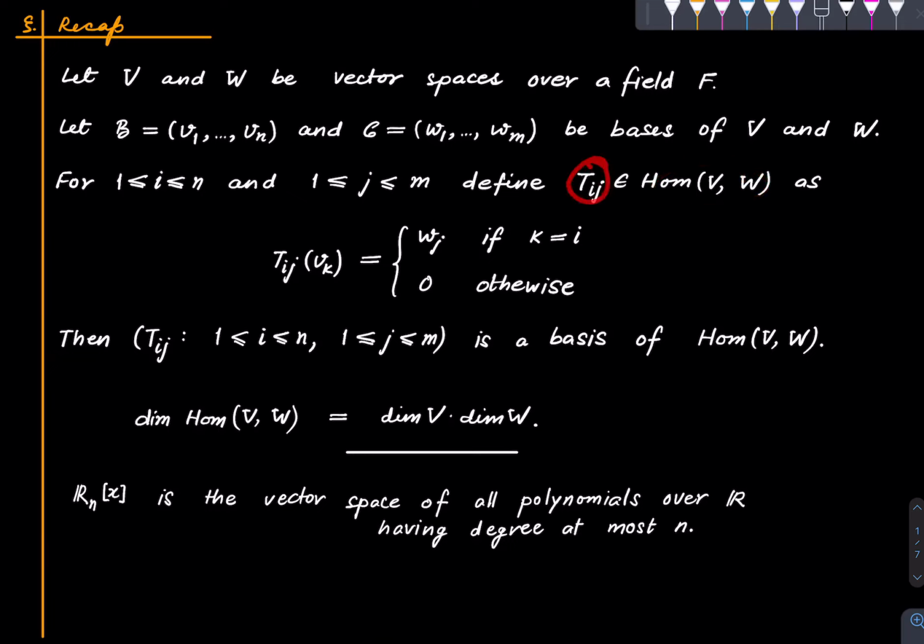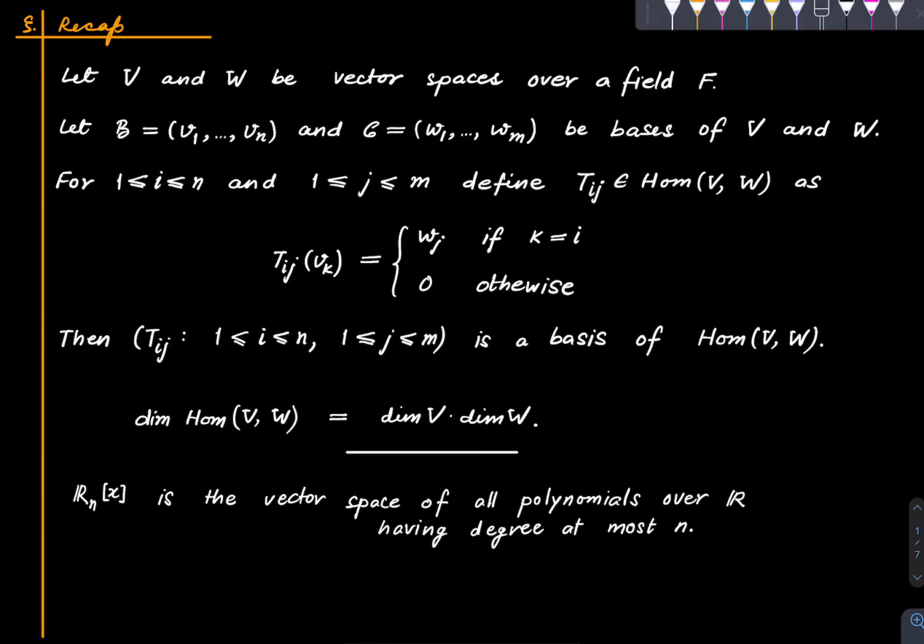So we define T_ij via this recipe. You can pause the video and take a look at what this is, and we saw that this forms a basis for this space. Since it forms a basis, we saw that the dimension of the space is the product of the dimensions of the participating spaces. So that's one fact.